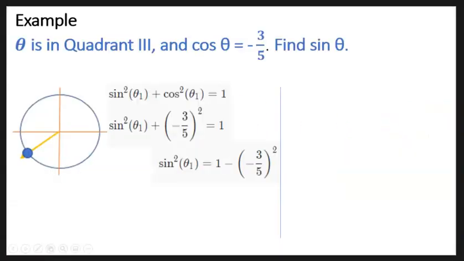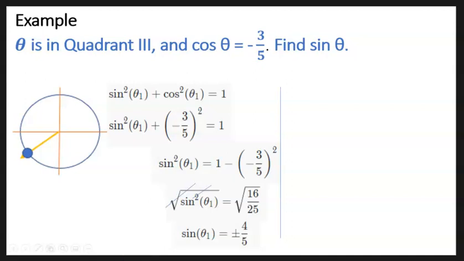So we will have sine squared theta equals 16 over 25. And because we have that squared, we want to get rid of that too by taking the square root of both sides. We can cancel the squared and square root, and taking the square root of 16 and the square root of 25, we'll have sine equals positive negative 4 over 5.